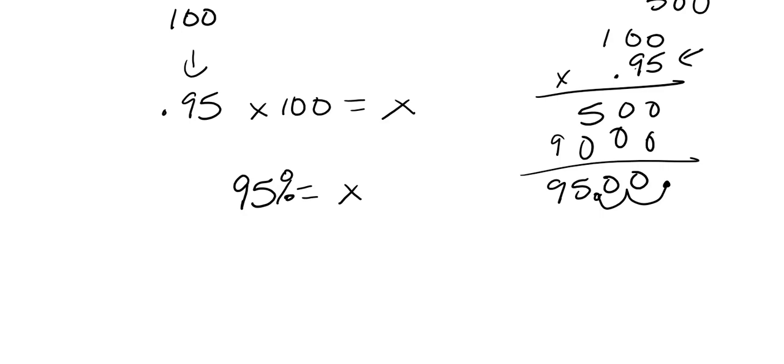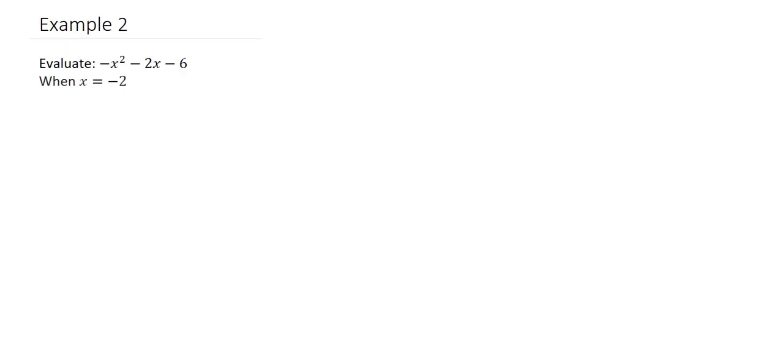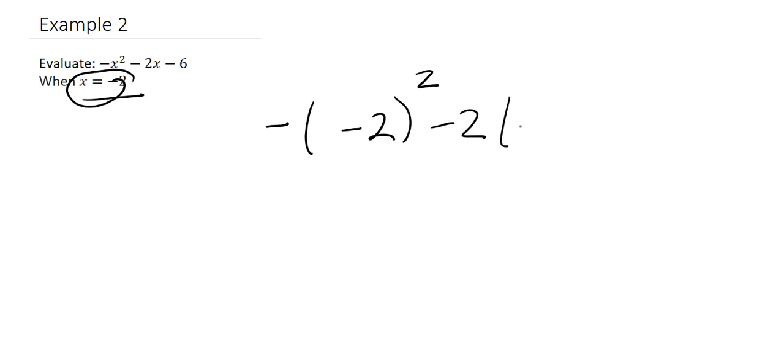Now let's look at the next example. Evaluate the following: negative x squared minus 2x minus 6 when x is equal to negative 2. So we're going to plug in this value. Where we see x, we have minus, then parentheses, negative 2, parentheses, squared, minus 2 times parentheses, negative 2, and then minus 6.